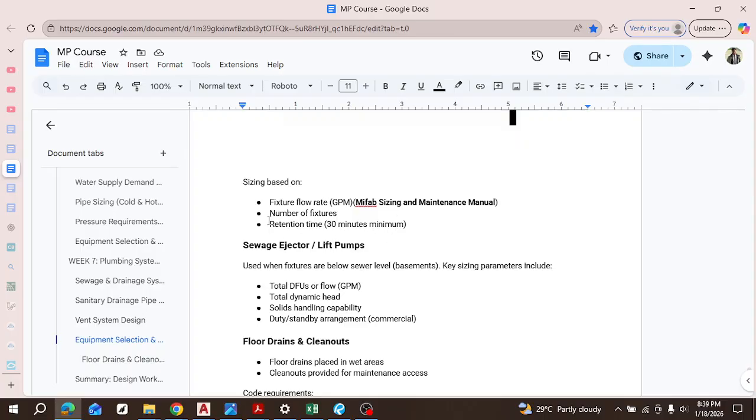Now, another thing to take into consideration is the retention time, because this is what enables the grease interceptor to be more efficient, right? So 30 minutes minimum, and the longer it is, the more efficient. When the fluid, the two fluids, let's call it a mixture, goes into the grease interceptor, as it's able to sit for a while, it is able to separate better. The temperature cools down, and then the grease separates from the water, and then the water flows out.